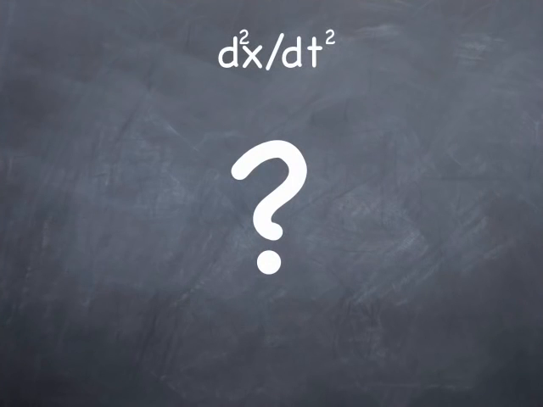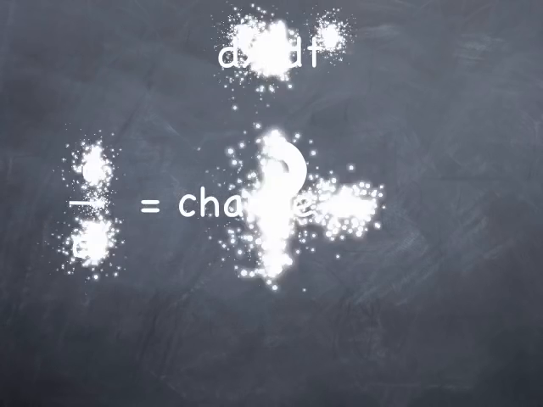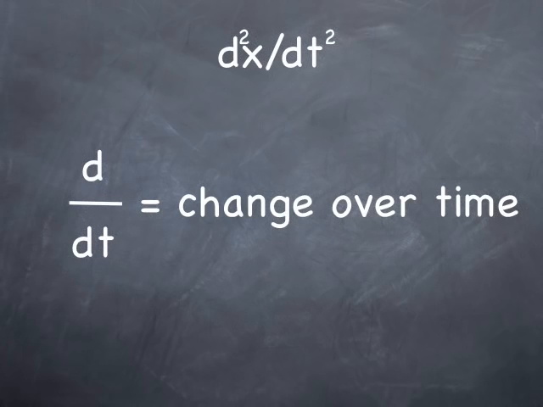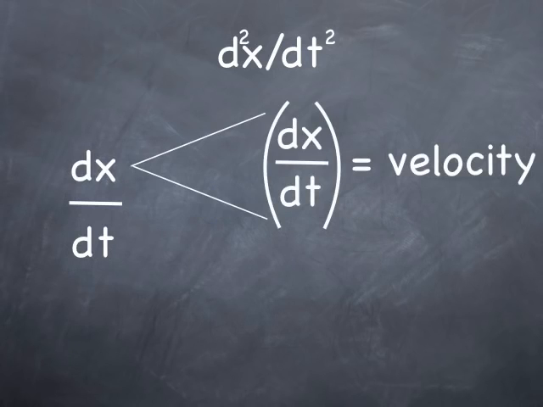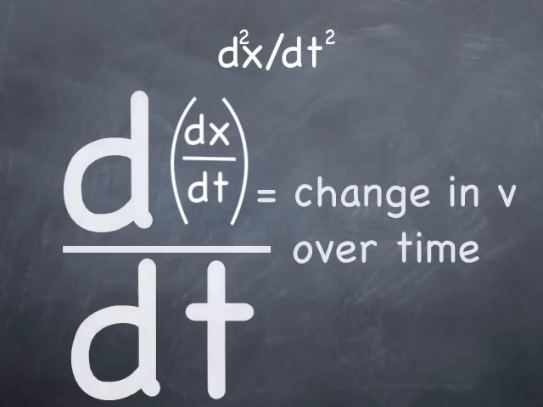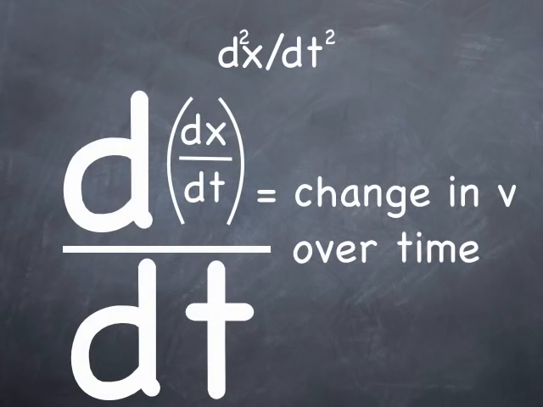d squared x/dt squared? Where did that come from? I will briefly explain where this notation comes from. d/dt is the change over time. dx/dt is the change in x over time. If we replace the x with the expression itself, dx/dt, the velocity, we get the change over time of the change over time of the position.